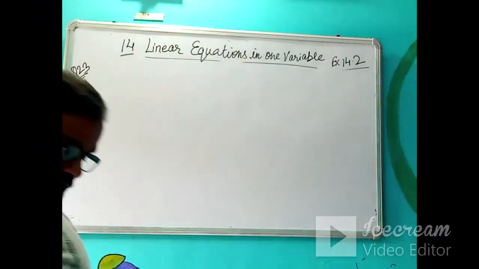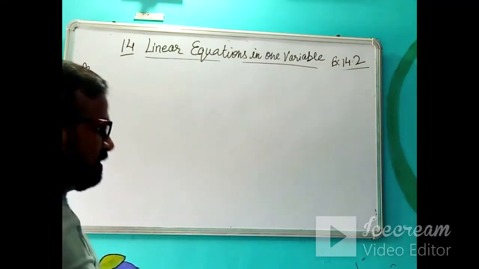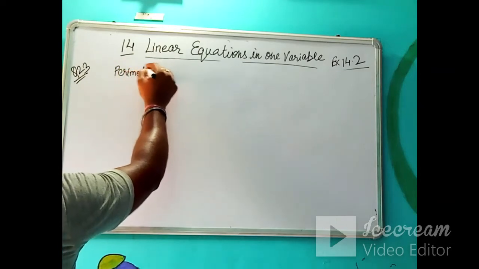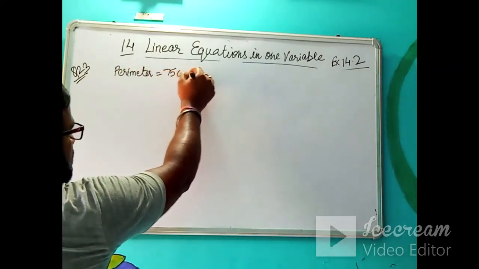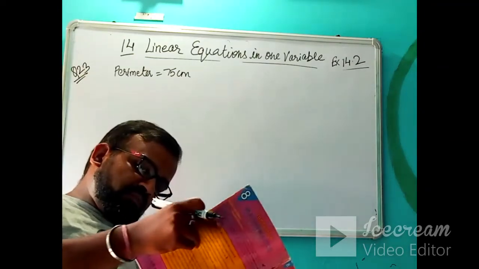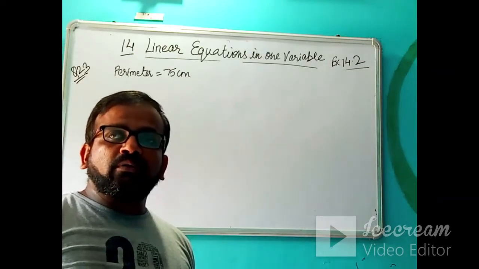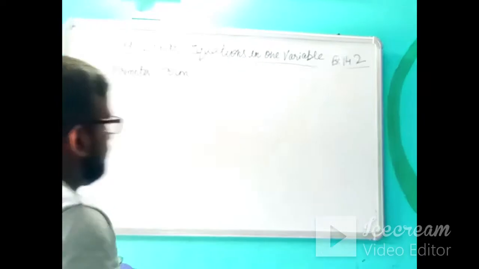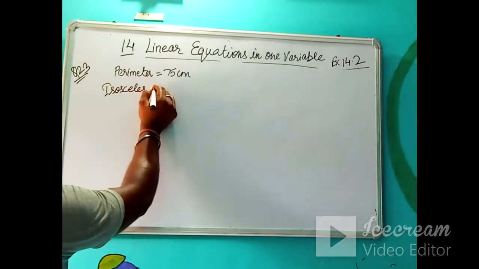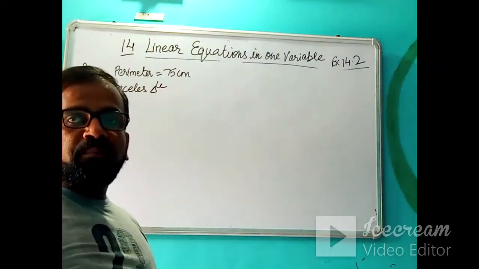See question number 23. It is given that the perimeter of an isosceles triangle is 75 centimeter. The base is 15 centimeter longer than one of the equal sides. We all know the perimeter of the triangle is equal to the sum of all its sides. And since it is an isosceles triangle, there is one pair of equal sides.